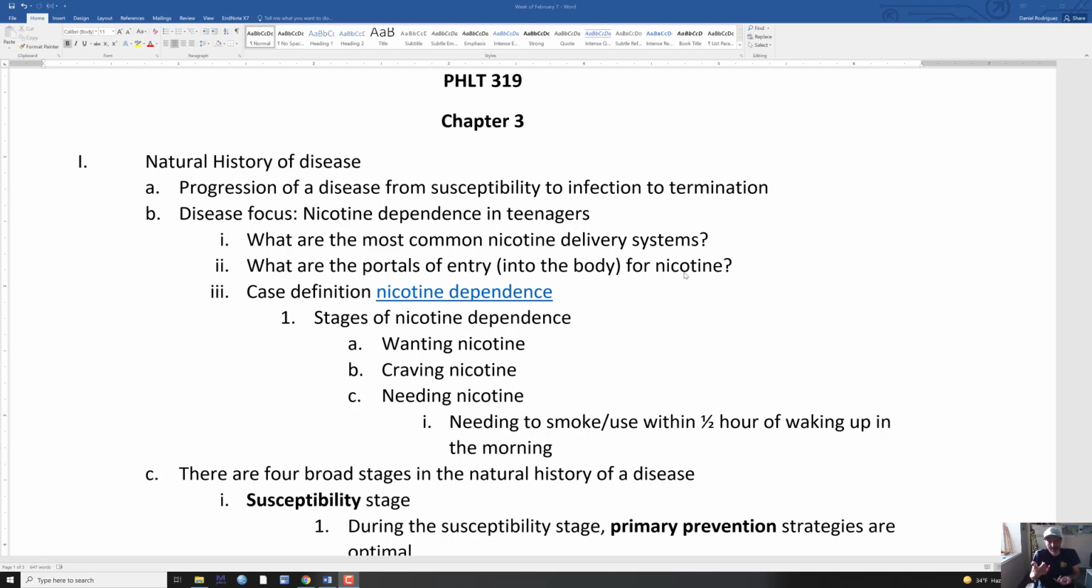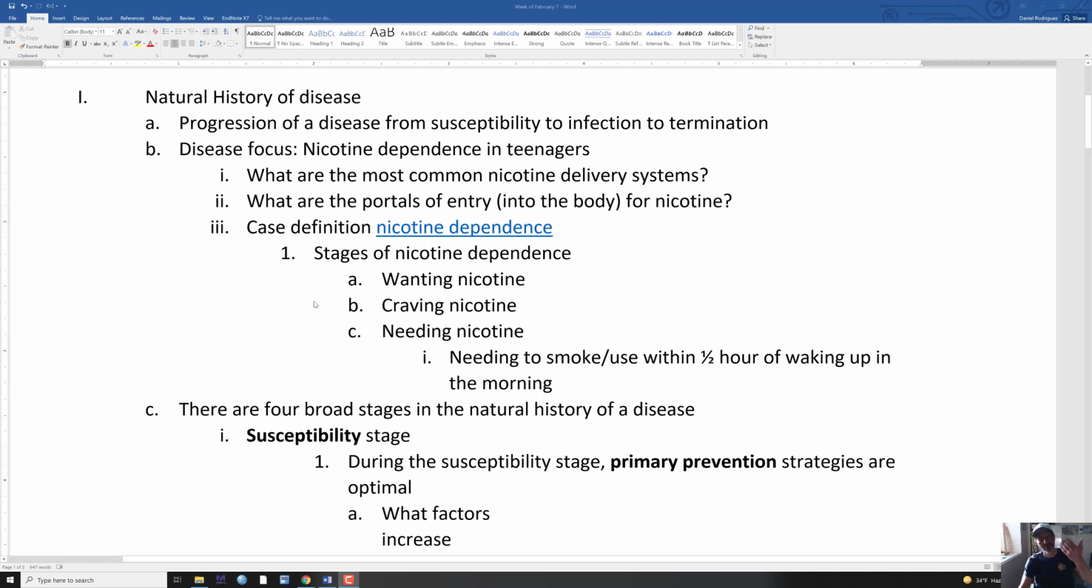Well, it depends. There's chewing certain kinds of substances that can stimulate your nicotine receptor, nicotinic acetylcholine receptors. There's, of course, cigarette smoking. There is vaping. So those are all different delivery systems. There's even patches for people who are trying to quit. So there's a variety of portals of entry. So it could be your nose, your mouth, your skin. So there's, of course, if you're chewing tobacco, it's definitely the mucous membranes in your mouth.